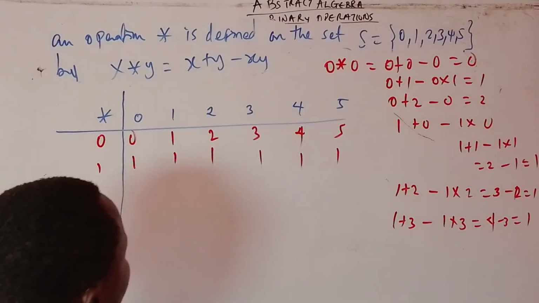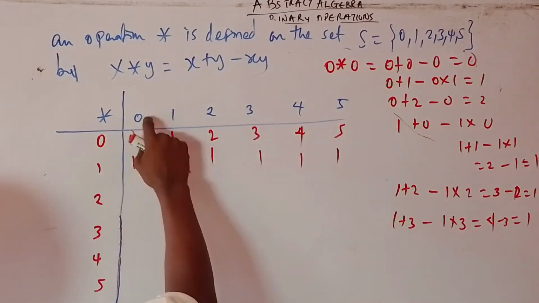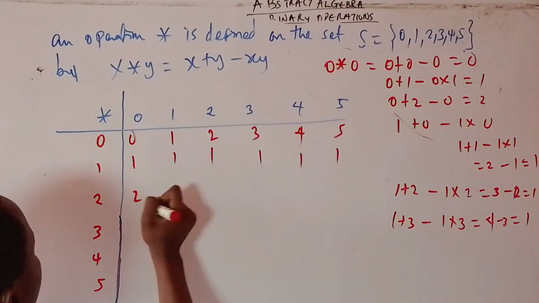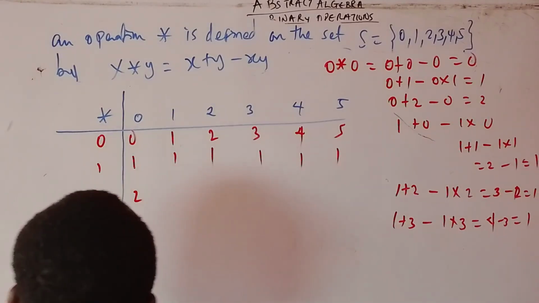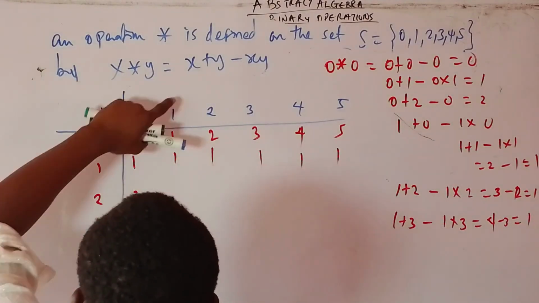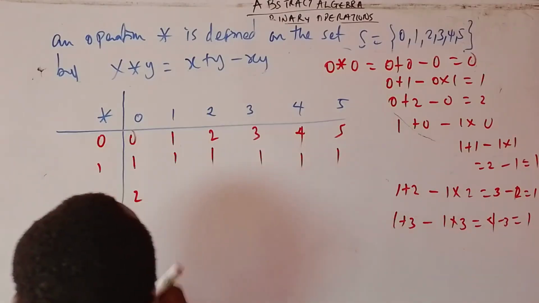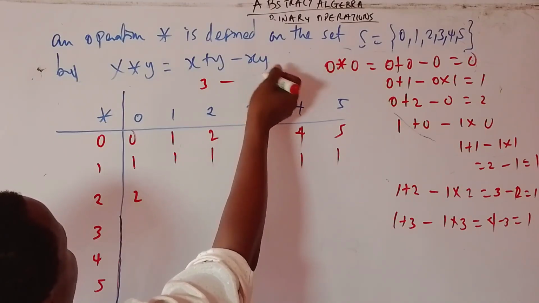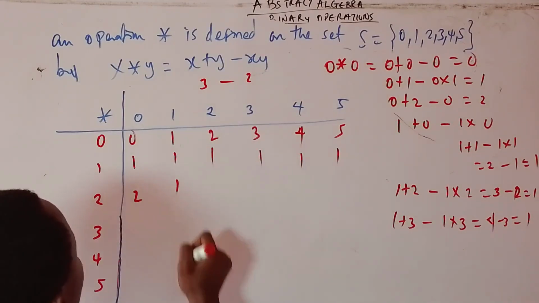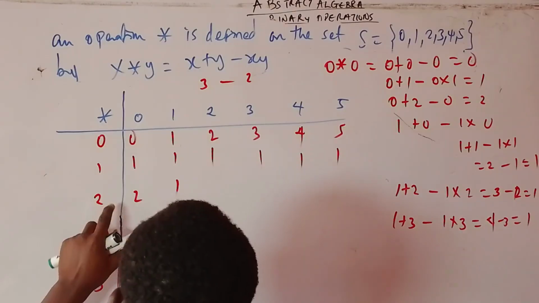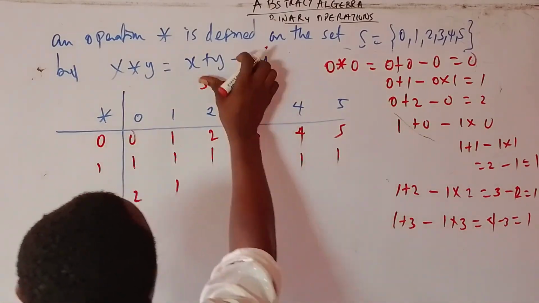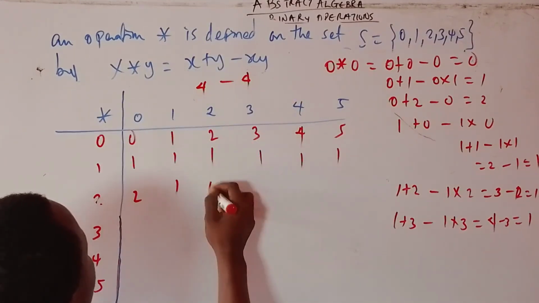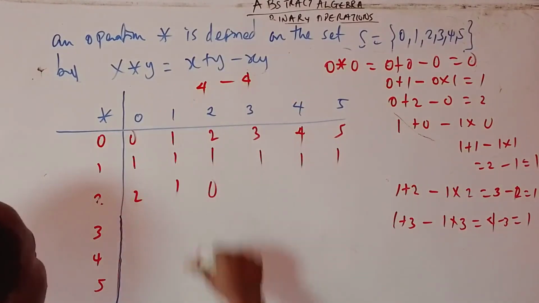Then let's do that for 2. 2 asterisk 0. 2 plus 0 is 2, and 2 minus 0 is 2. We have 2. You do that for 1. 2 asterisk 1. 2 plus 1 is 3, minus 2 times 1. 2 times 1 is 2. So 3 minus 2 is 1. You move to 2 asterisk 2. 2 plus 2 is 4, minus 2 times 2 is 4. You have 0.